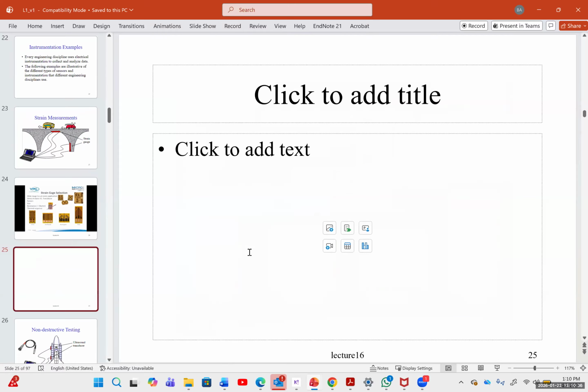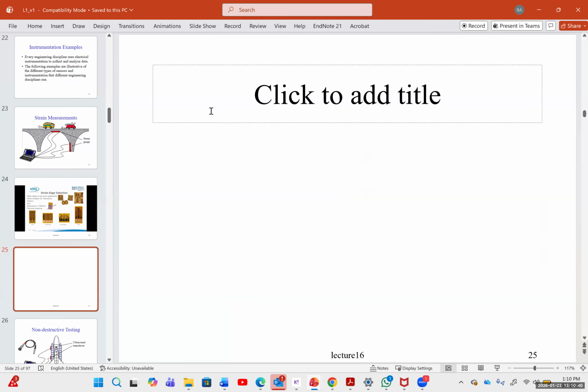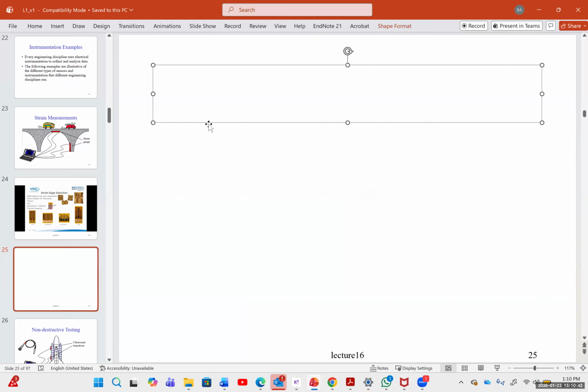You have to draw that. The principle of a strain gauge works like this. Just give me a second to bring up a pen.